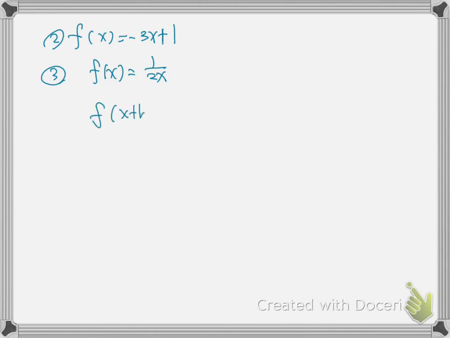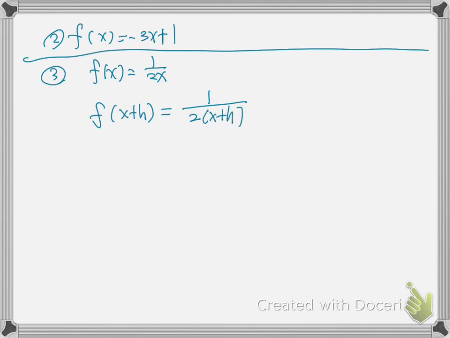I will leave the second example as a class exercise, so I'm not going to do it now. Let's jump to the third example. f of x is 1 over 2x. Now what is f of x plus h? This is 1 over 2 times x plus h.